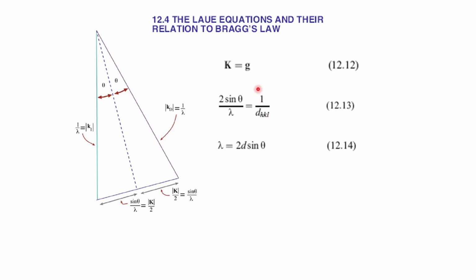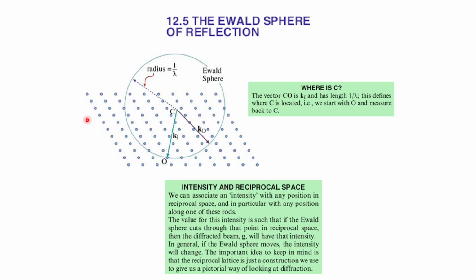And we discussed that k is equal to g, and 1 by d HKL is given by 2 sin theta by lambda. So basically you can say that the magnitude of your incident radiation is the reciprocal of lambda. Just keep this in mind: the magnitude of k is inversely proportional to your wavelength.